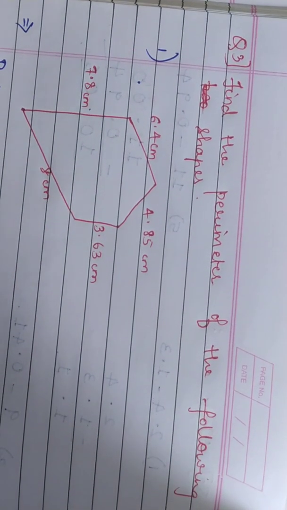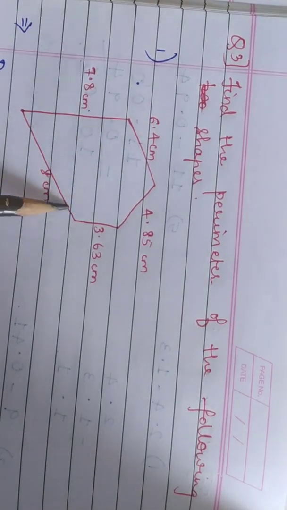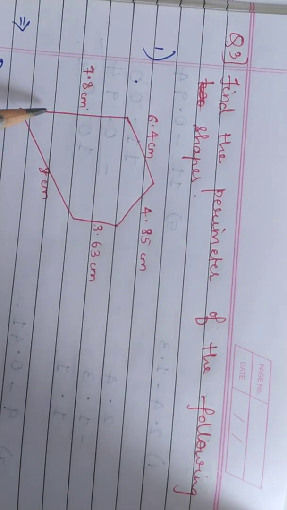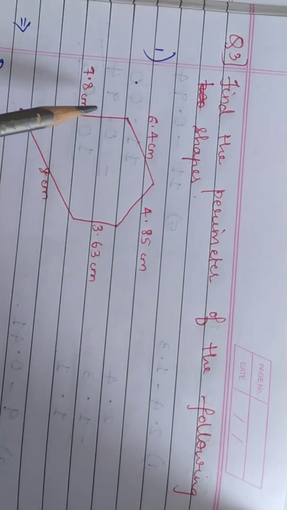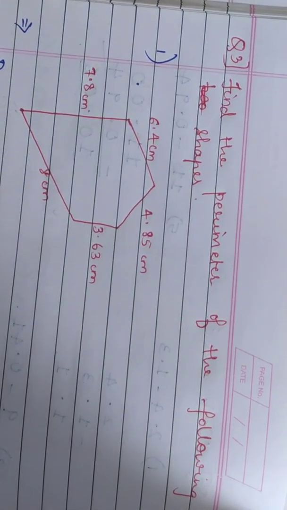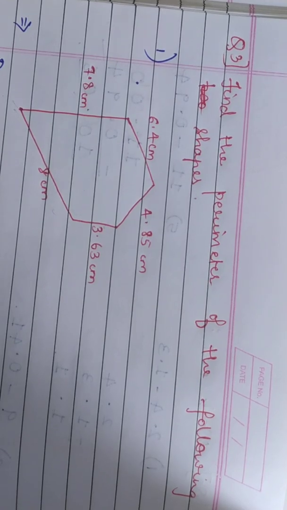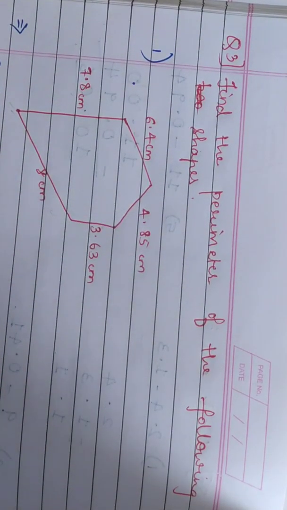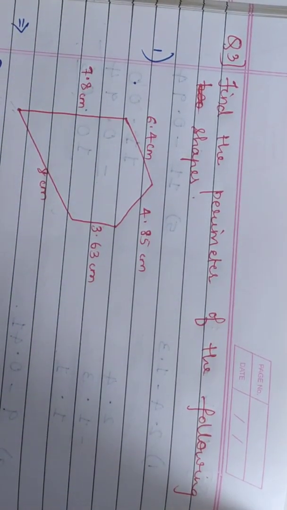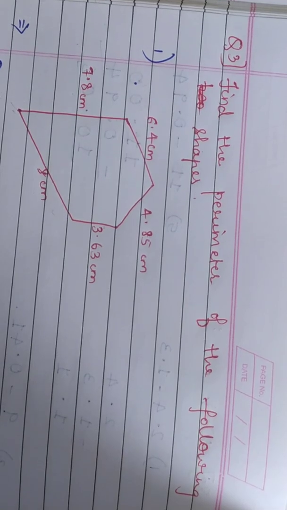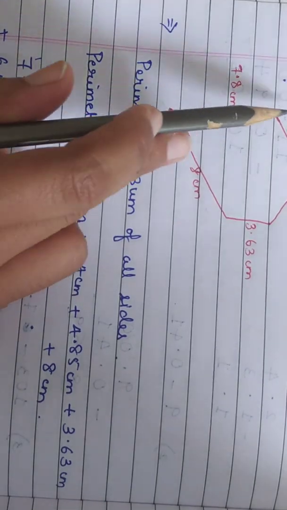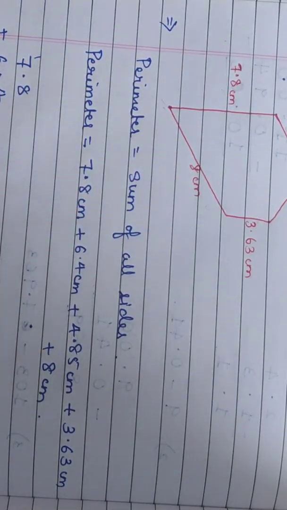Now an application of this is that this is a given figure with all its side measures given to us. This side length is 7.8 centimeter, this side length is 6.4 centimeter. So in this way all the side lengths are given to us and we have to find the perimeter of this shape. So the question is find the perimeter of the following shape. So here the perimeter formula is addition of all the sides. Okay, perimeter is equal to sum of all sides. So we just have to sum up all these measures, the side lengths, and find the perimeter.